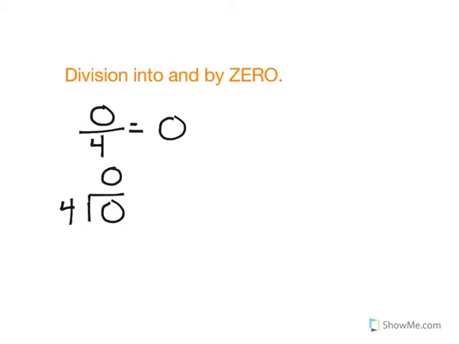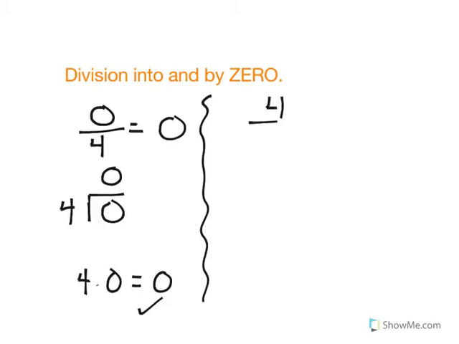And if we checked it like we did on the previous page, we would take the divisor, multiply it by the quotient, and do we get the dividend? Yes, we do. It checks. But division by 0 is completely different. That is a number divided by 0, and that is undefined.